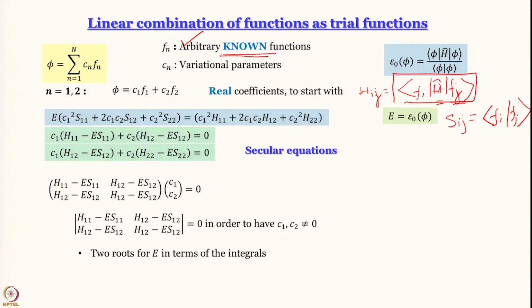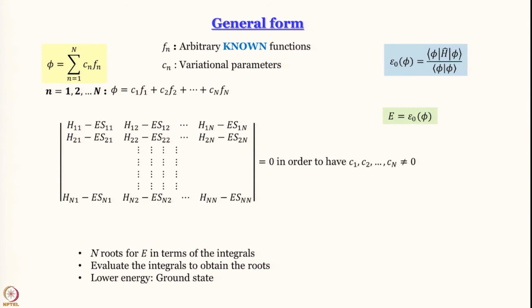We will get 2 roots of E if it is a quadratic equation. They will be in terms of the integrals. If I can find values for the integrals, which we will for particle in a box, then we will get 2 roots as particular numbers or defined quantities. Then we can evaluate the integrals, as I said. Out of these 2 roots, the one which has a lower energy corresponds to the ground state energy, that is all. And this is the general form.